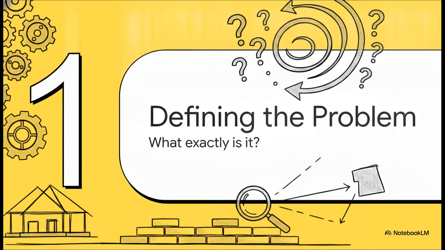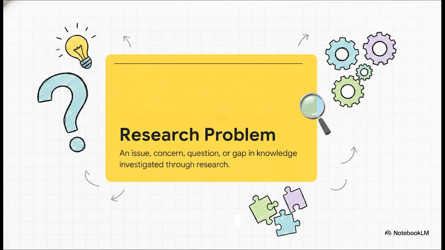What exactly is it? Before we can build the perfect problem, we really need to know what we're actually building here. A research problem isn't just a passing thought or some broad subject you find kind of interesting. It's actually a very specific gap in knowledge that your study is designed to answer. It's an issue, a real concern, or a precise question that literally demands investigation. Honestly, it's the entire reason your research needs to exist in the first place.